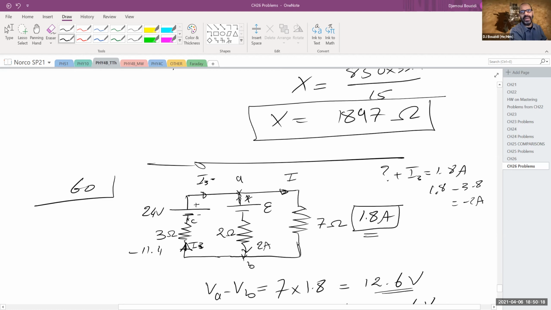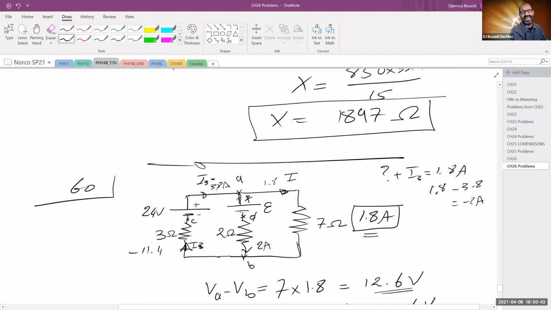So the current that is coming in here, I have 3.8 amps coming in here, 1.8 is coming in here, and 2 is coming down through this way, between points A and B. I'm going to call this point D, by the way. So the 2 amps must be going against the battery, because this is a 24 volt battery.